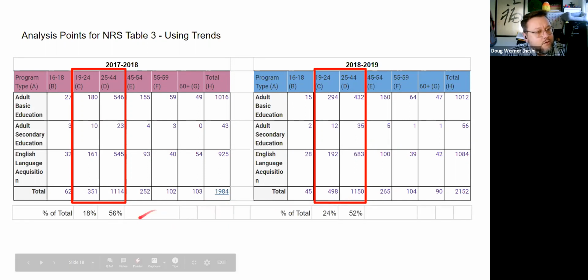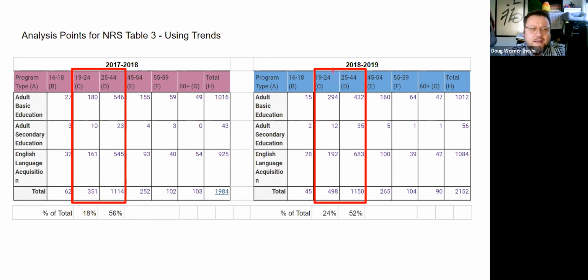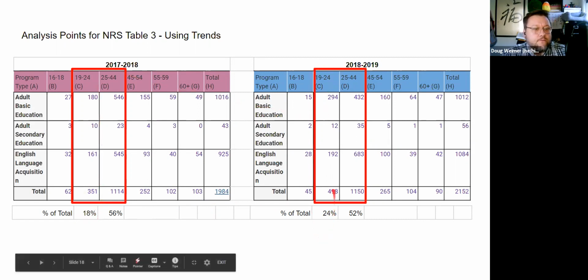Doing a little bit of math, don't be afraid of math, we can find out that this represents 18% of our population, the 19 to 24-year-old group. But in the next year, it represented 24% of our population. So we saw that the 19 to 24-year-old group increased as a percentage of our total. The 25 to 44 dropped a little bit.